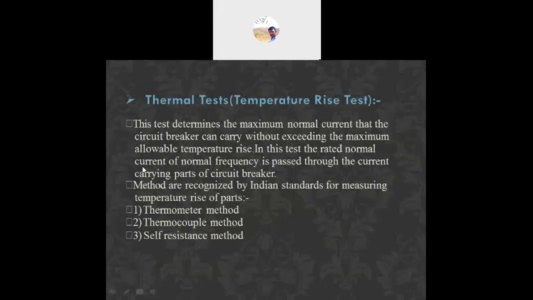In this test, the rated normal current at normal frequency is passed through the current carrying parts of the circuit breaker. The methods recognized by the Indian Standards, the IS standards, for measuring the temperature rise of the parts are the thermometer method, thermocouple method, and resistance method. So the test is done in these three ways.